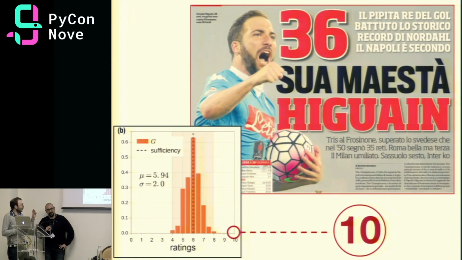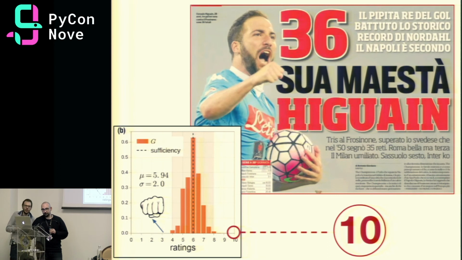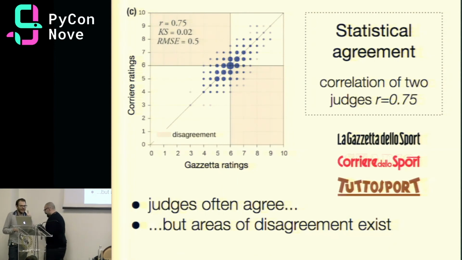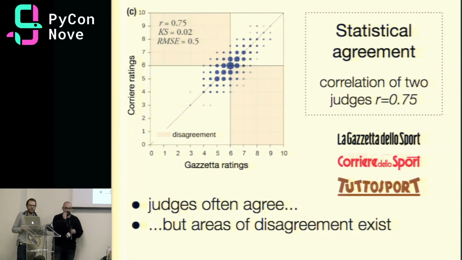For instance, we have only one 10 in our dataset, that is Higuain, when he became the top seasonal scorer of all times in Serie A. And we have also just one 1.5, that is Rafael, the goalkeeper of Verona probably, who punched an opponent in the face. So these are the only 2 cases with outliers, let's say. So it's like in school, to get a 2, you really need to be really bad.